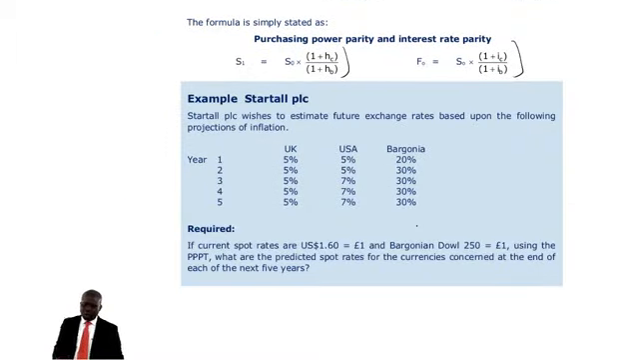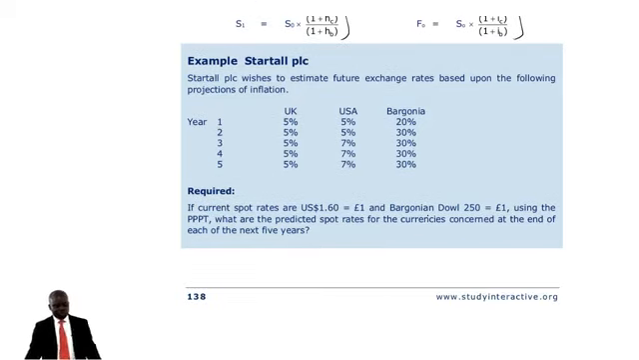Start All PLC wishes to estimate future exchange rates based upon the following projections of inflation, year 1 to year 5, for the UK, USA and Begonia. Required: if the current spot rates are $1.60 to £1 and Begonia doll 2.50 to £1, using the purchasing power parity theory, what are the predicted spot rates for the currencies concerned at the end of each of the next 5 years?